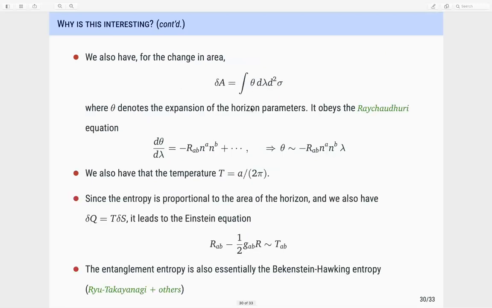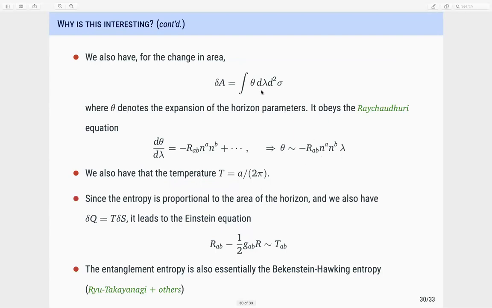And the change or the expansion can be related to the Raychaudhuri equation, which tells you how theta, the expansion of the horizon parameters, changes. That's a parameter that goes into the area here. And that's related to the component of the Ricci tensor. Okay, so for small lambda, I can integrate this to get this formula.